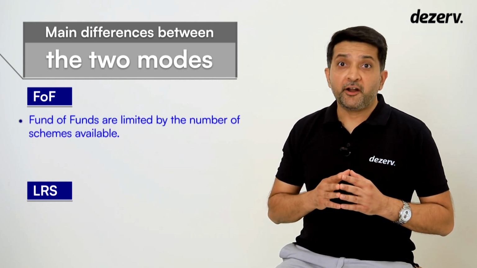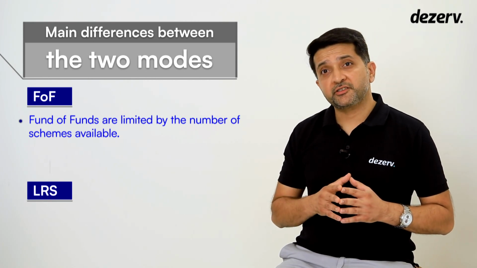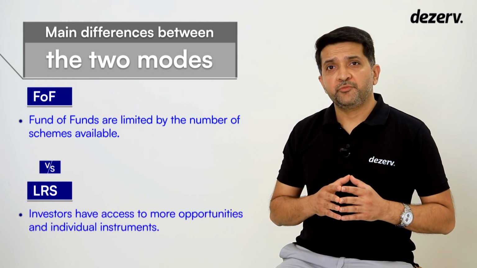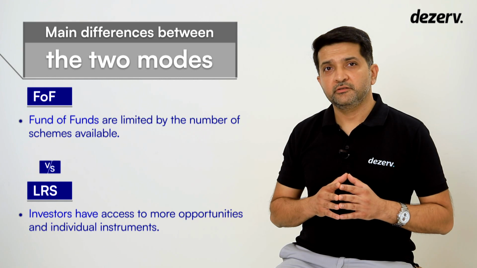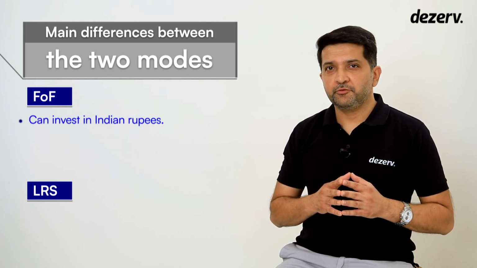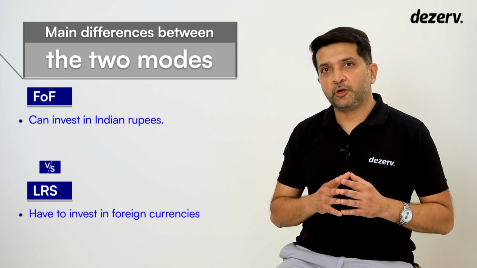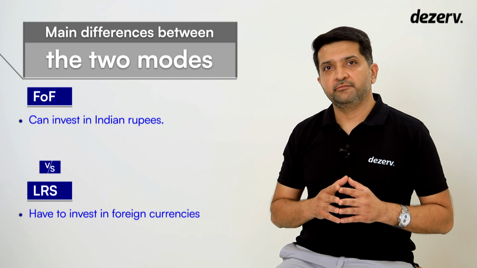Third, fund of funds are limited to the 50 schemes that I talked to you about earlier. In contrast, under the LRS scheme, investors have access to more opportunities and individual instruments. Fourth, fund of funds can be invested in Indian rupees, whereas investing under the LRS scheme requires the investor to convert Indian rupees into foreign currency.